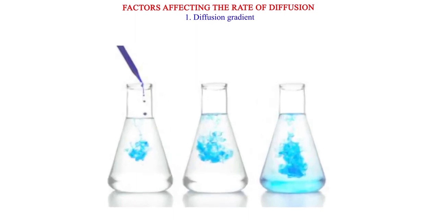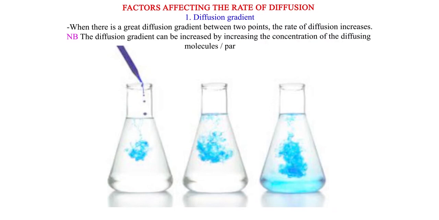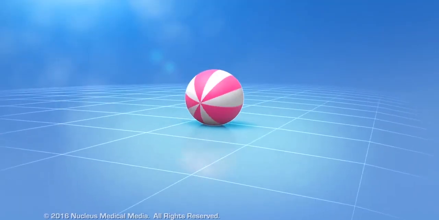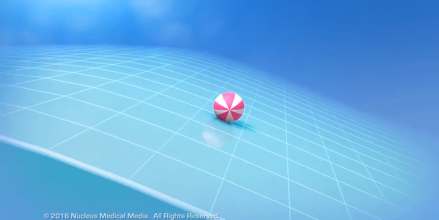The other main factor that affects the diffusion rate is the concentration gradient. Members, concentration gradient means the difference in the concentration of molecules between the two sides of the diffusing membrane. So when the concentration gradient is high, the diffusion rate will also be high. And the lower the concentration gradient, the lower the diffusion rate.